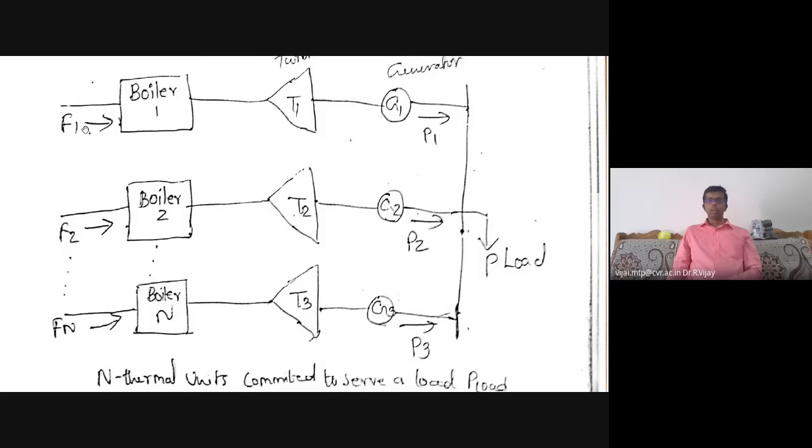So what is the fuel? Fuel means the coal. Coal is nothing but the fuel. So the fuel cost of the first unit boiler, the first boiler, is F1. We are taking the fuel cost of the first unit boiler.